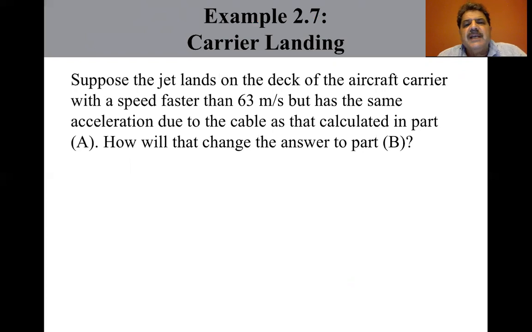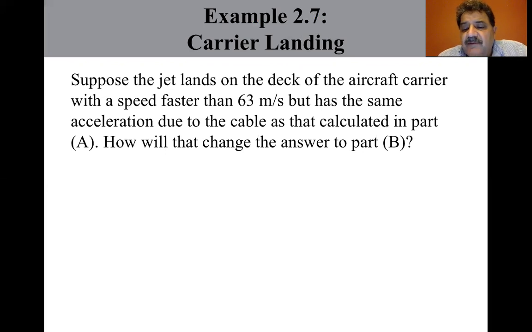Okay, suppose the jet lands on the deck of the aircraft carrier with a speed faster than 63 meters per second, but has the same acceleration due to the cable as calculated in part A. How will that change the answer to part B?